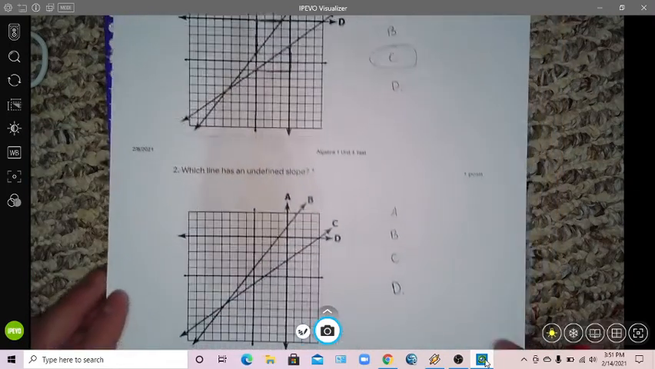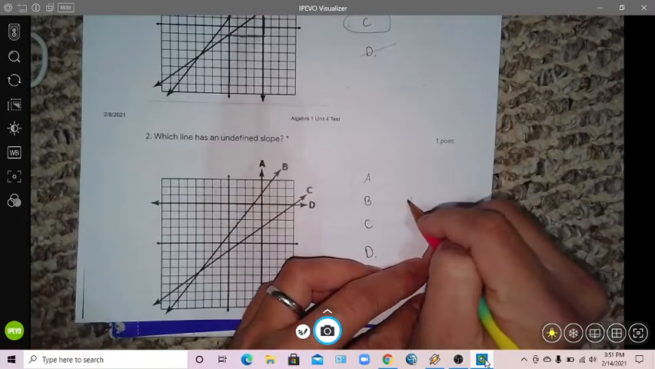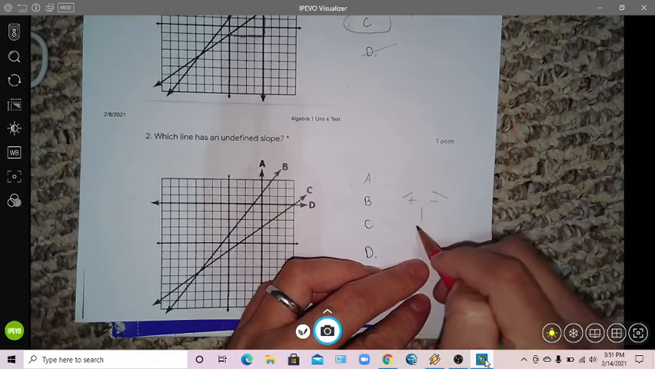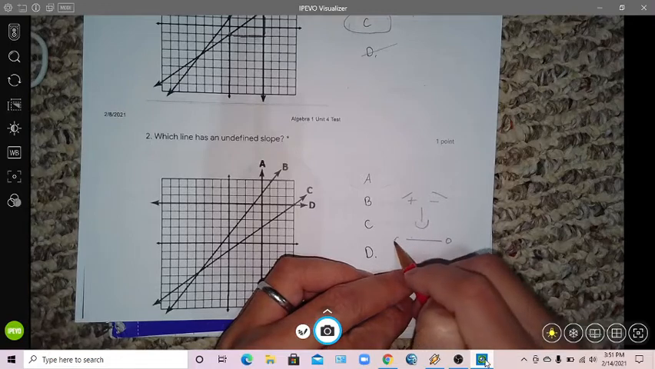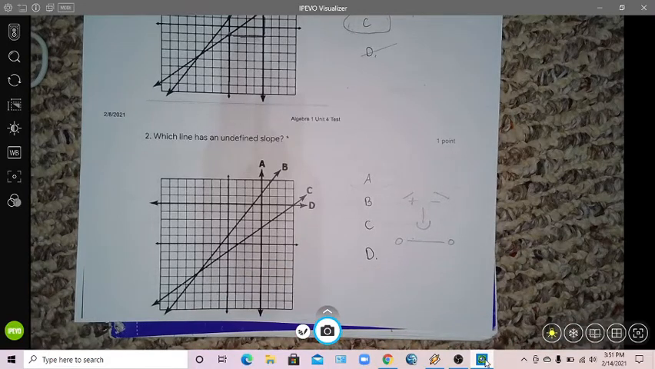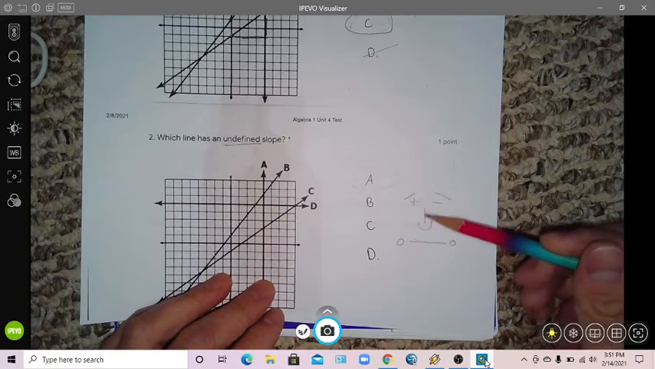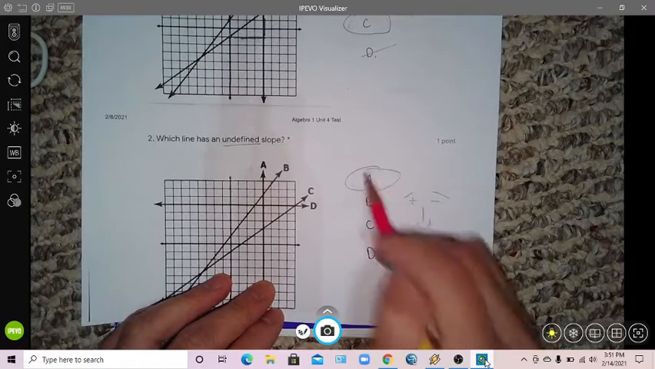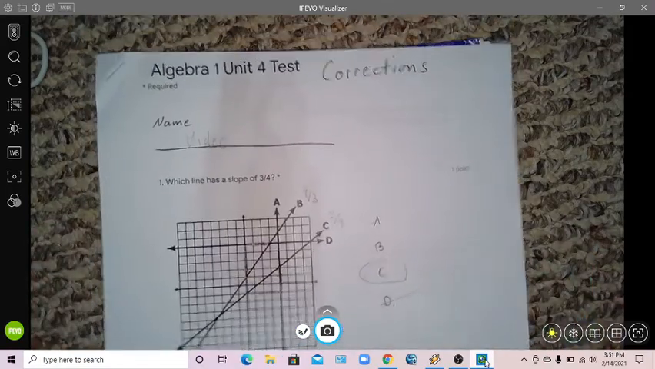Alright, let's take a look at number 2. If you missed number 2, I want you to draw slope guy. So let's do a plus and a minus. Let's do the nose, a U under the nose, and the mouth with the dimples. Okay, so there's slope guy. So it wants an undefined slope. Undefined slope has a vertical line. So that's option A. Okay, alright, let's move on.